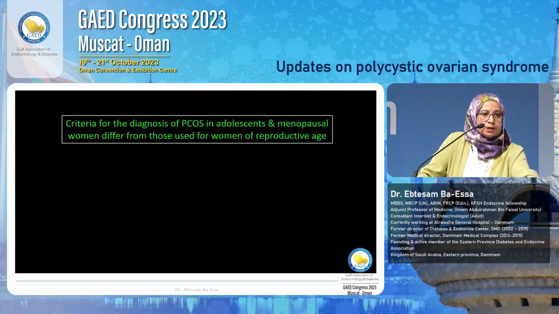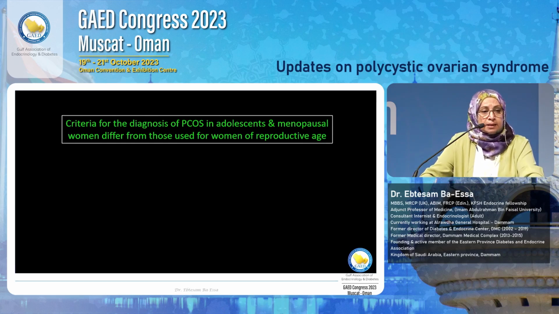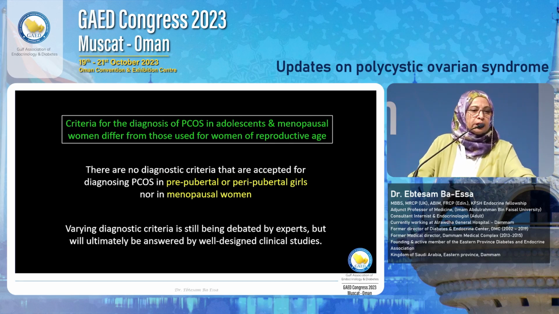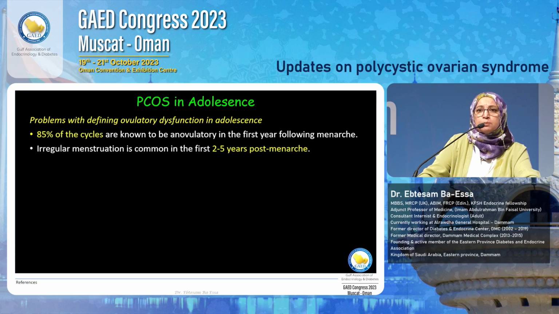Criteria for the diagnosis of polycystic ovary disease in adolescent and menopausal women differ from those used for women in the reproductive age. We still lack the criteria for making the diagnosis in this particular age group, with varying diagnostic criteria still being debated, and we are waiting for more studies to have clearer criteria to make the diagnosis at this age. So why is it difficult to diagnose those people at this age, the teenage and adolescent?